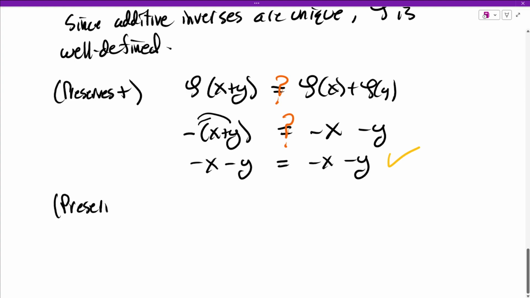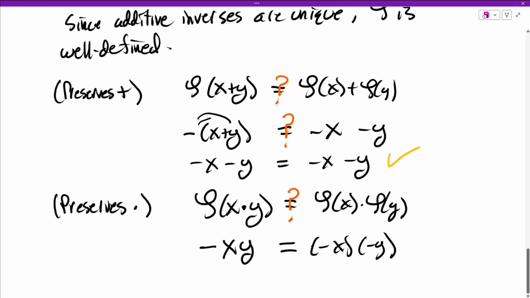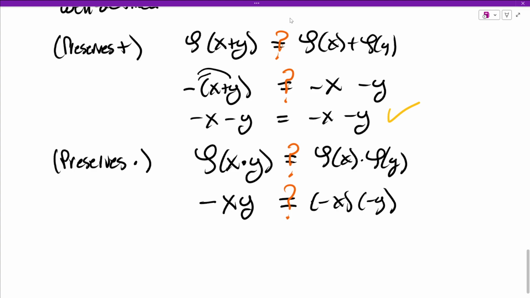Let's look at what happens for multiplication. So we need to check, is it true that phi of x times y is equal to phi of x times phi of y? Again, I'll put my yellow question or orange question mark because I'm not sure. So phi is the I negate whatever I plug in function. So we're going to plug in xy, so we negate xy. And then we're going to negate x for this guy, and then for the next one we negate y. So we're asking, is this true? Well, negative x, negative y is positive xy.